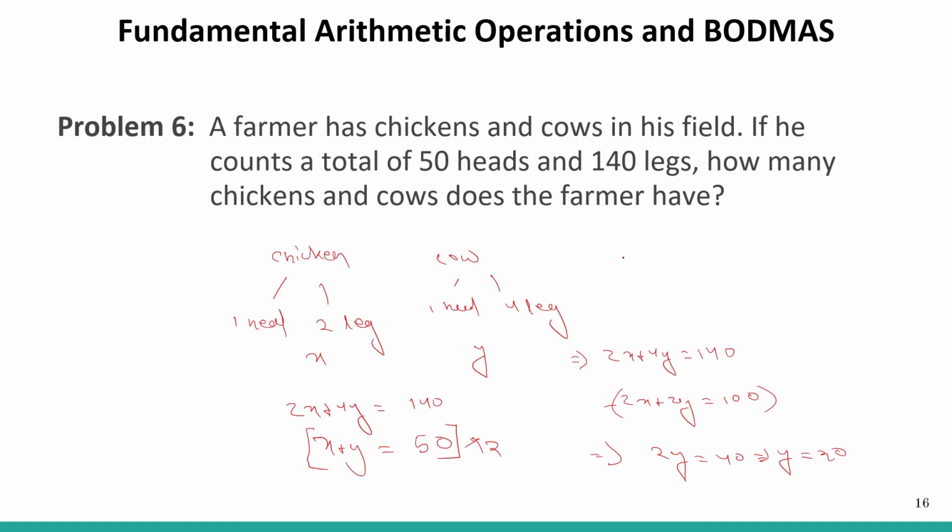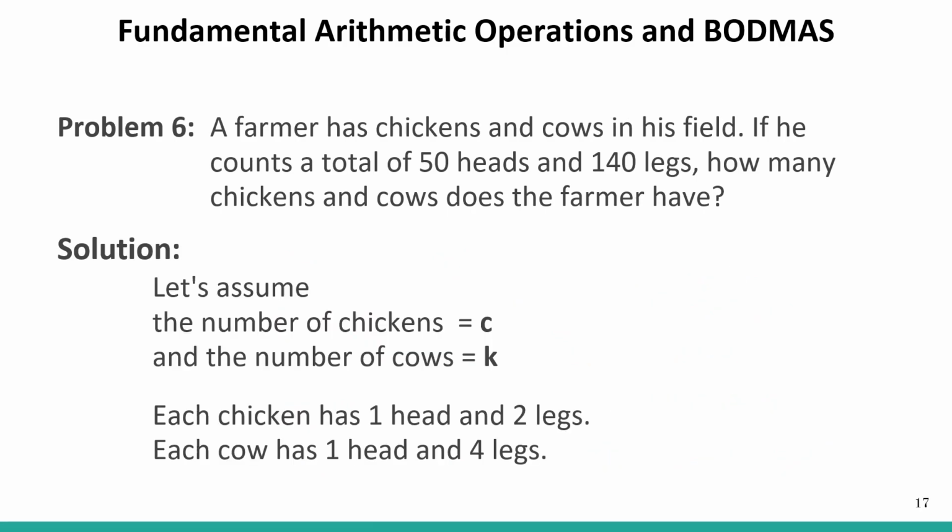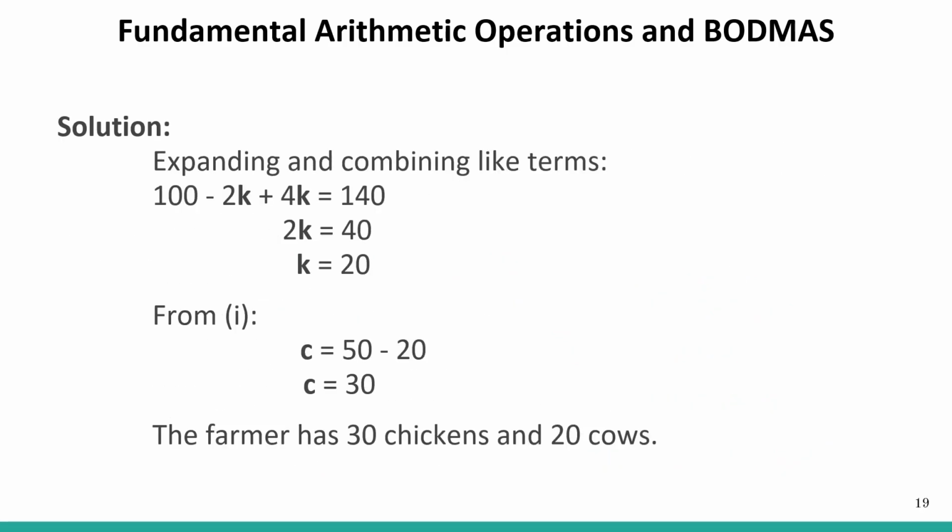So what we can figure out from here is, since there are 20 cows, this implies that x plus y is equal to 50. This implies that x is equal to 50 minus 20 is equal to 30. Okay, so 30 will be the correct answer, and 20 will be also. Number of chickens is equal to what? 30, and number of cows is equal to 20. So let's see the answer. Okay, 30 is the number of chickens and 20 is the number of cows.